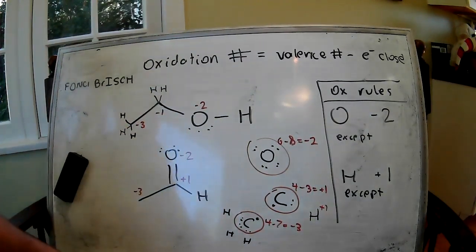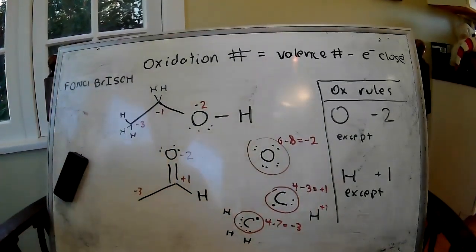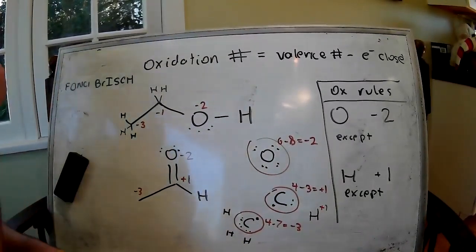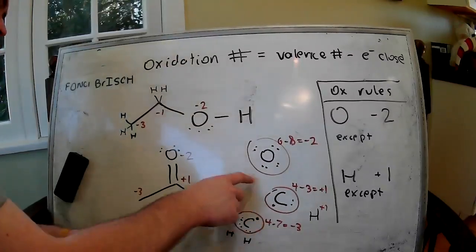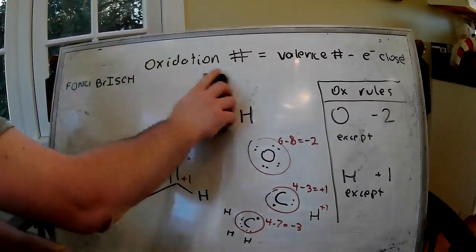Now, this is going to work with all compounds because this is just purely working off the definition of what is oxidation number. However, this method is a little bit time consuming. We don't want to be drawing all of these dot structures. So let's simplify things a little bit here with a different example.